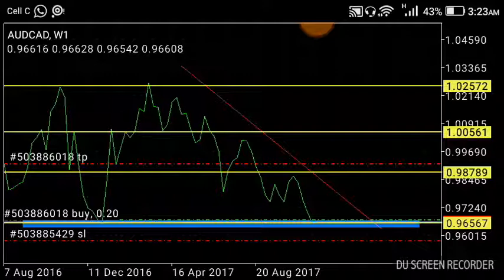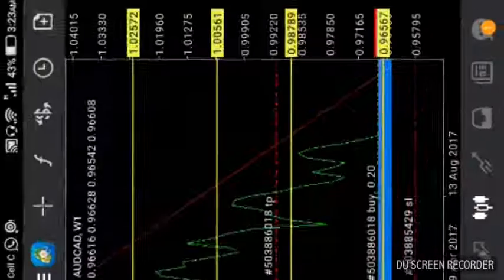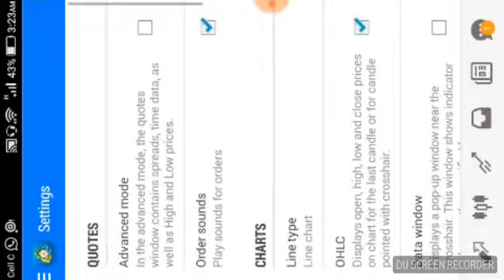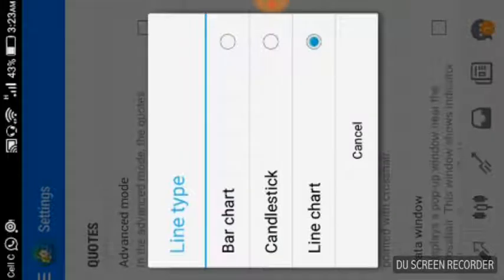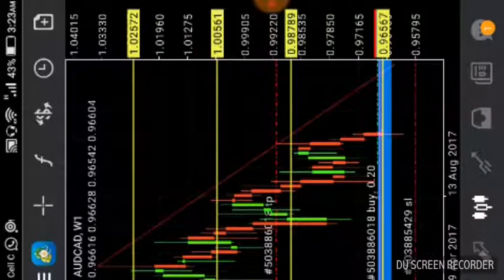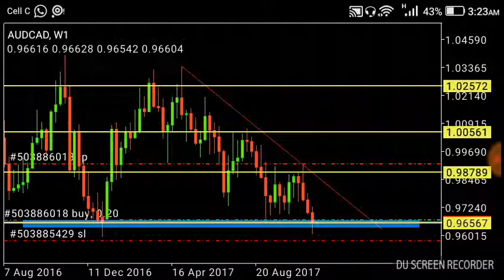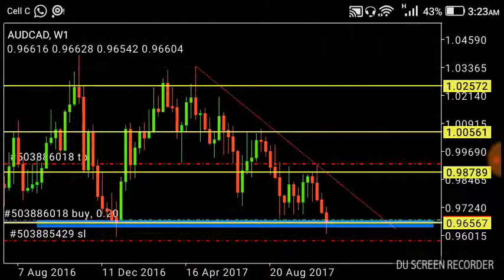So once I'm done with that, I'm gonna change back to my candlestick chart. I'll go back to settings, change it to candlesticks, and go back to the chart. So now if you're looking at it this way, there you go. So now you can basically see those turning points that the market went into before it started turning.